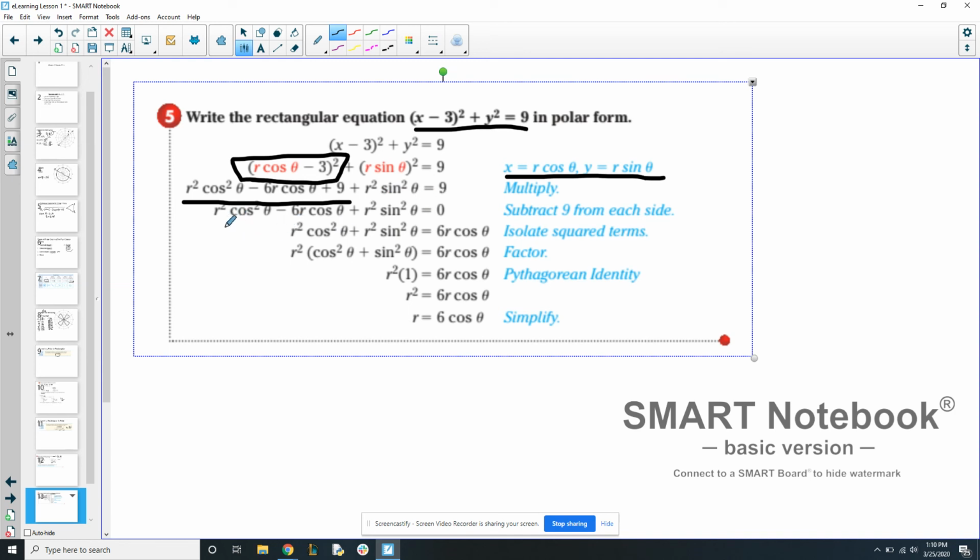And then you end up with this because the 9s will cancel each other out. Then we want to find what they have in common, so we moved everything that doesn't have an r squared in it. We isolate squared terms, factor out the r squared, and then we use our trig identities, which tell us that cosine squared plus sine squared equals 1. And then we get rid of the r on both sides, and we get r equals 6 cosine theta.